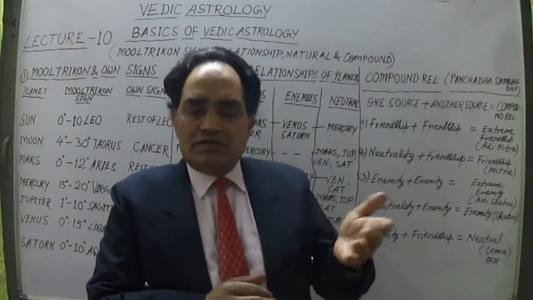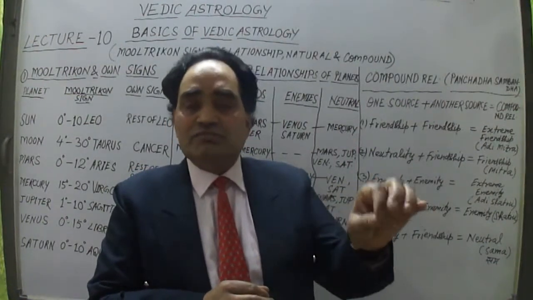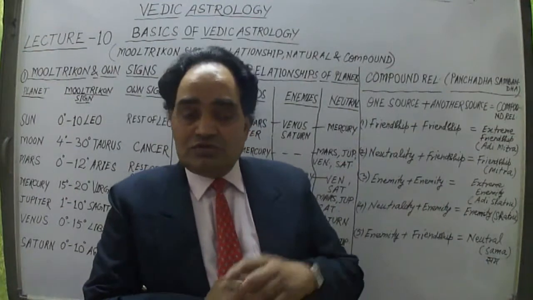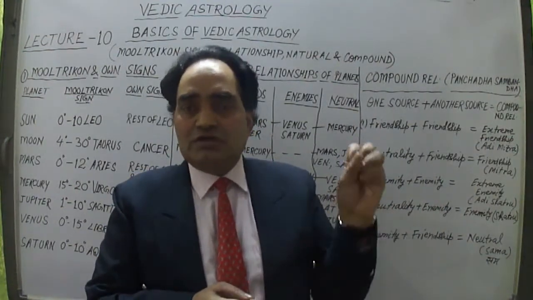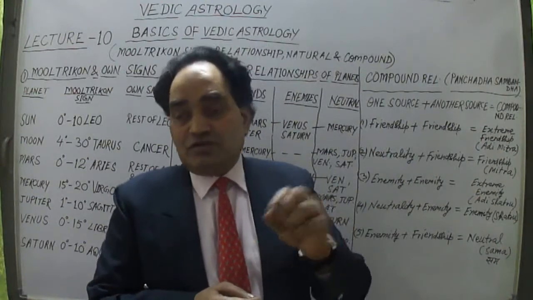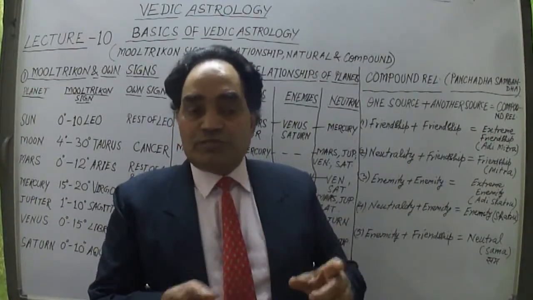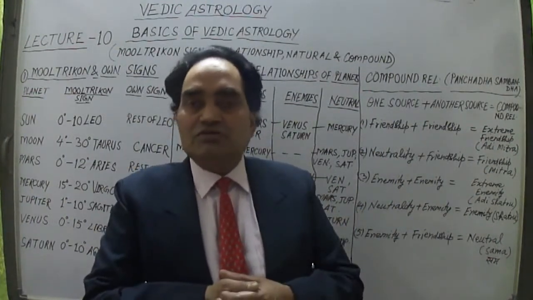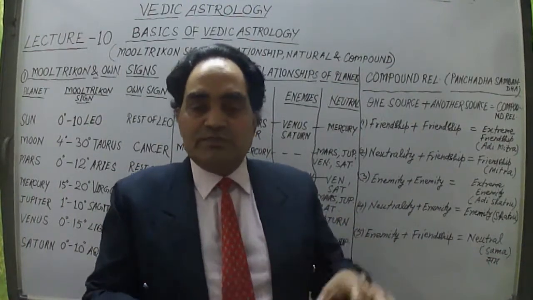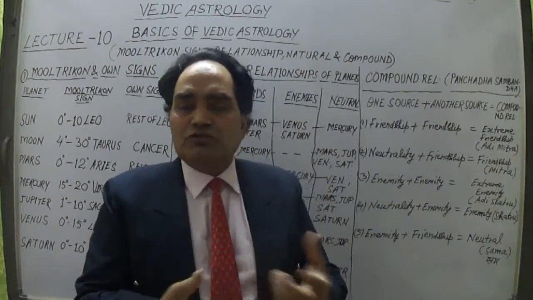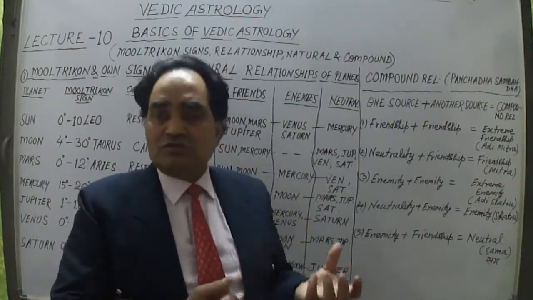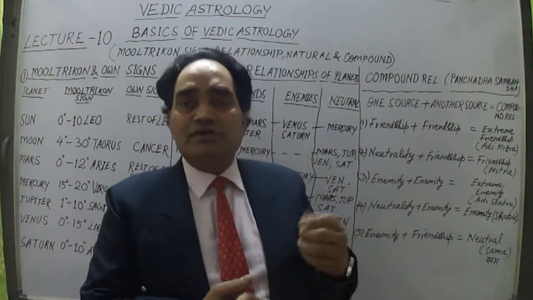So then he doesn't become hopeless. The person becomes already aware that this kind of thing is going to happen in my life. If positive is going to happen, the person will be more active. If negative, then he can take precautions. This is the actual utilization or use of Vedic astrology.